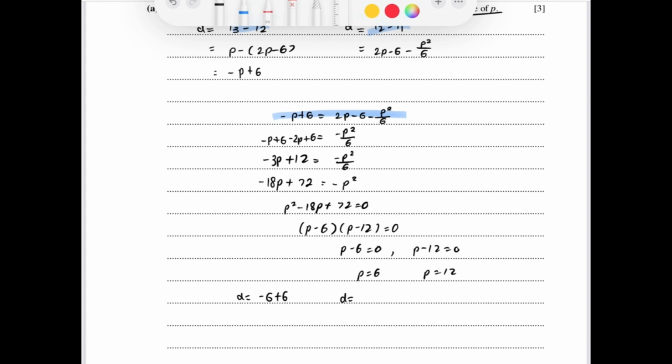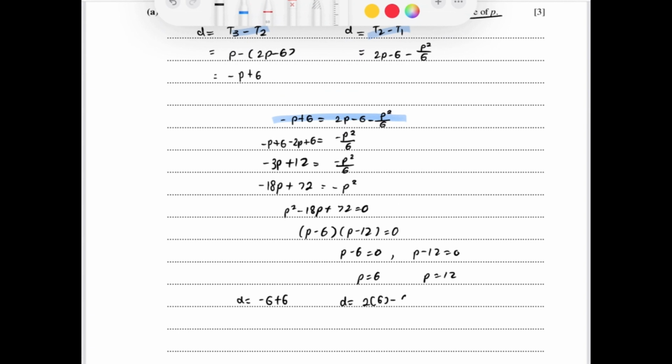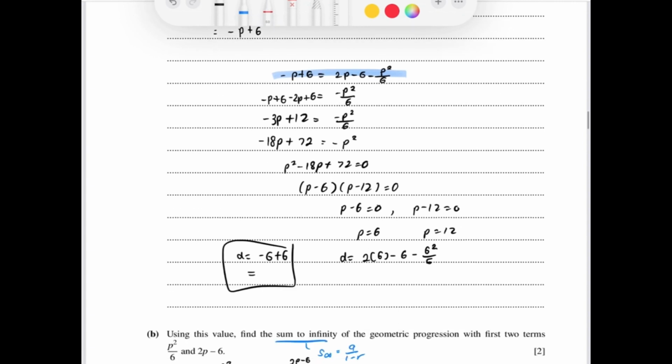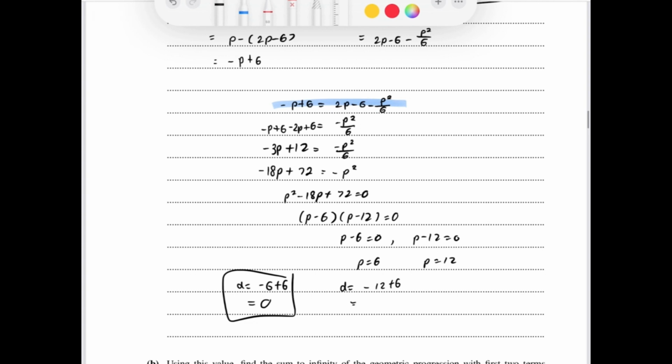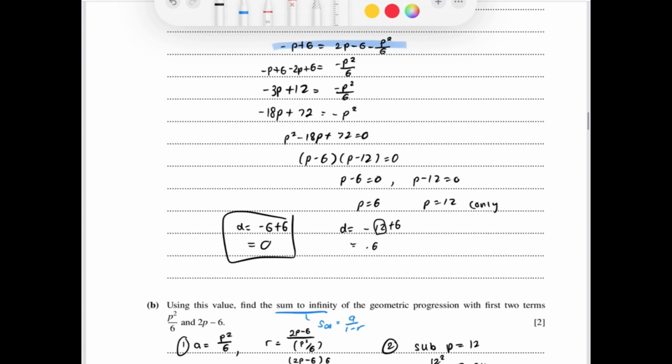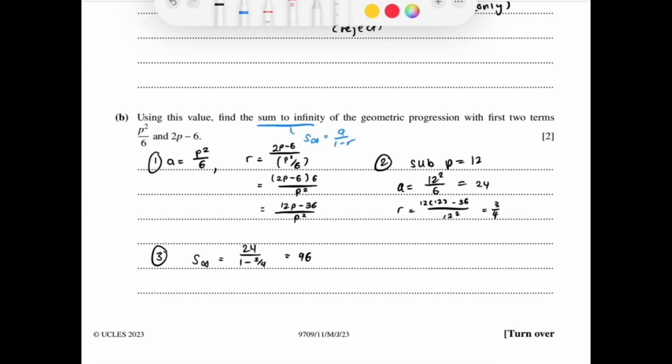We have to sub it into one of the difference formulas because we have to make sure that the common difference is not 0. So right off the bat, we can already see that your D over here equals 0. But if you sub in 12, you're going to get -6. That's not 0. So we only accept p equals 12 and not p equals 6. So again, remember to check, reject, and write reject.